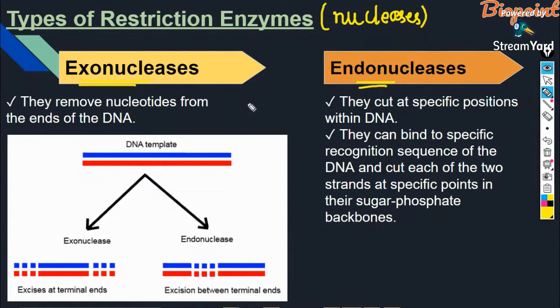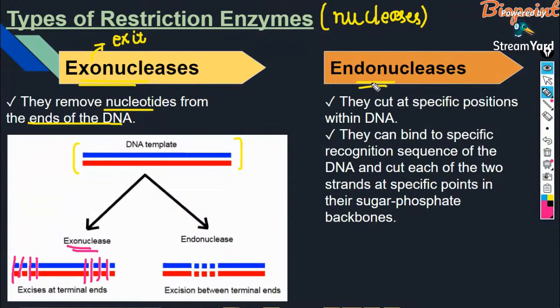They can be of two types, exonucleases and endonucleases. Exo means exit, or the end portion. They remove nucleotides from the ends of DNA. Look, if this is a DNA template, the exonuclease will cut the DNA from the ends. Look, they are degrading the DNA from the ends.